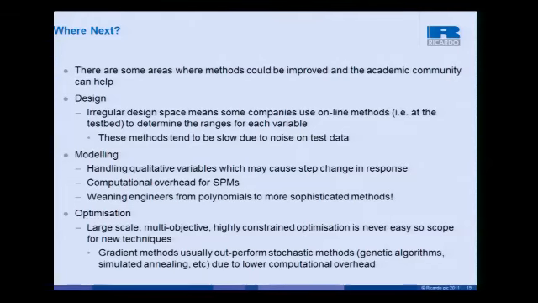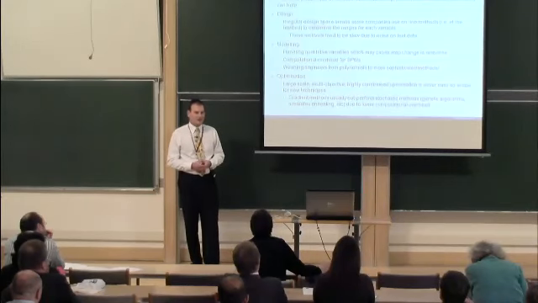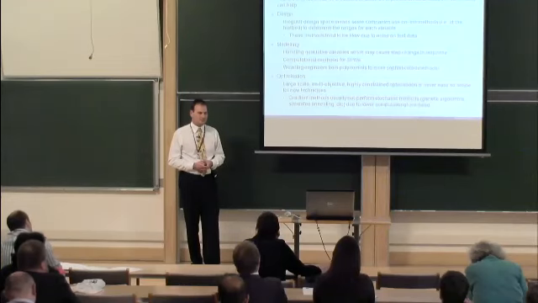And then at the optimization stage, it's a large scale, hundreds of variables, multi-objective, highly constrained optimization task. There are various different methods, genetic algorithms, gradient methods, but all of them are relatively slow. Maybe that's inevitable, but maybe there are better methods out there that can be applied to these types of problems.